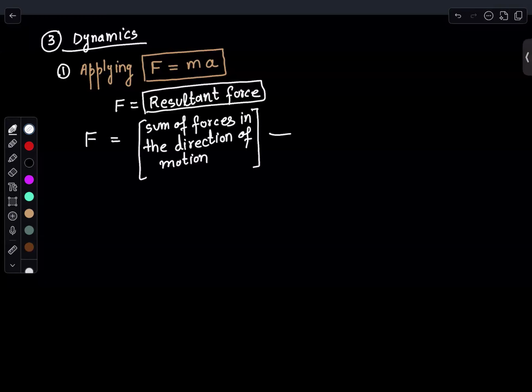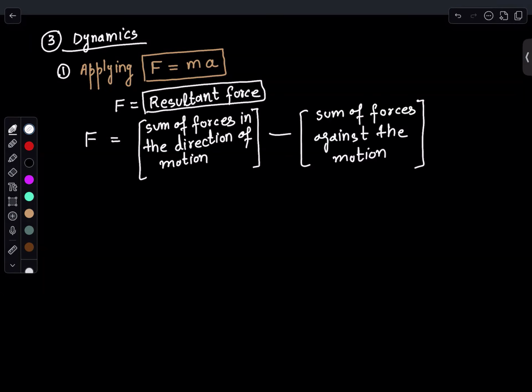ठीक है, so the resultant force will be calculated as the sum of forces in the direction of motion minus the sum of forces against the motion. So this is the way to calculate the resultant force. In the equation F is equal to ma, F represents the resultant force, which is calculated by taking the sum of forces in the direction of motion as positive, and the sum of forces opposite to the motion as negative.